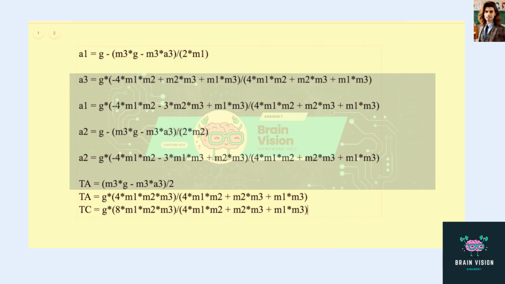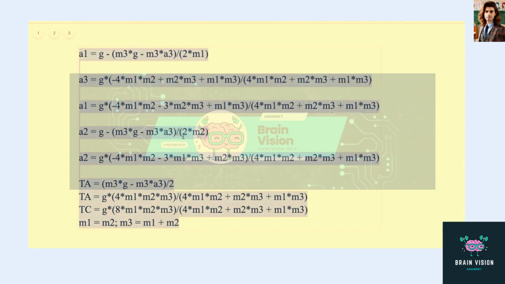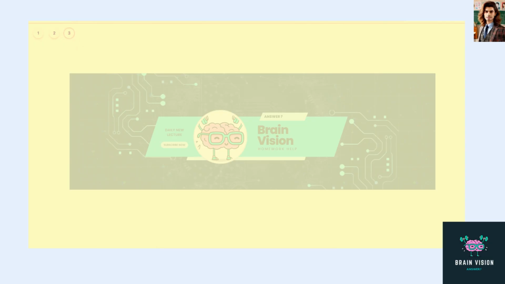And finally, part G asks, what do your expressions give for the special case of M1 equal to M2? So let me write these conditions down. M1 equal to M2 and M3 equal to M1 plus M2. So basically twice the other mass. And is this reasonable? So let's think about if we plug this into any of these accelerations. Here, let's just do this on a totally new tab to make this a little clearer.